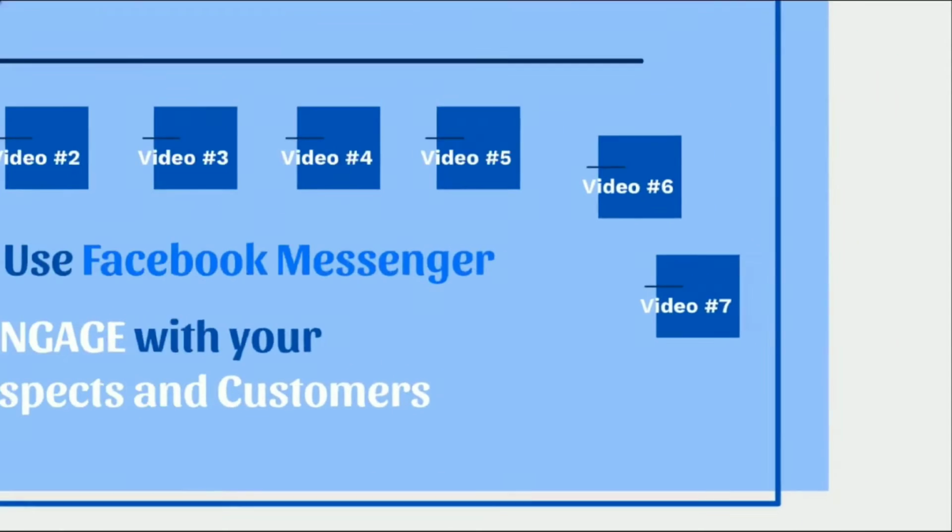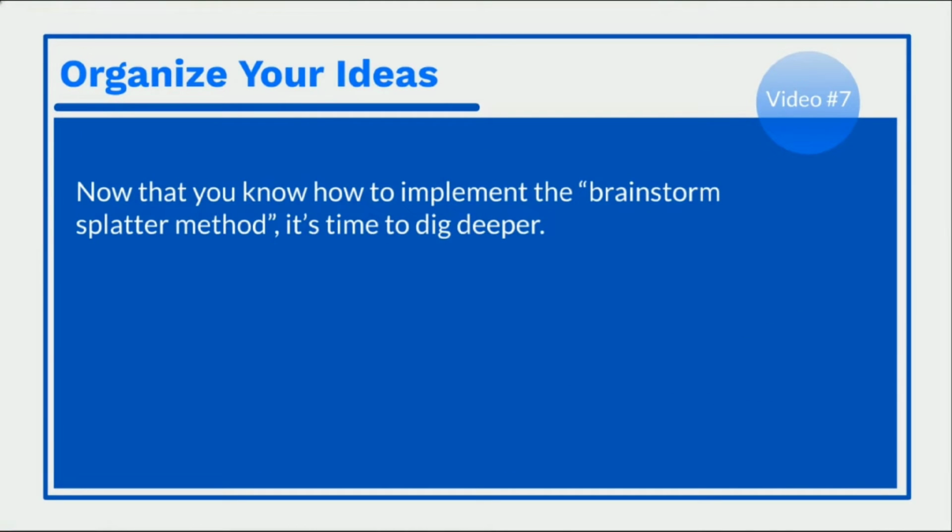Okay, so welcome to video number 7, and let's organize your ideas. So now that you know how to implement the Brainstorm splatter method, it's time to dig deeper. Let's organize your questions and answers that we figured out earlier. And based upon that, let's expand on that and make sure that we have everything ready to go so that when we begin the mockup process, it's going to be easy to see the layout, everything step by step, the question, the yes or no, or whatever that is going to look like in your chatbot.